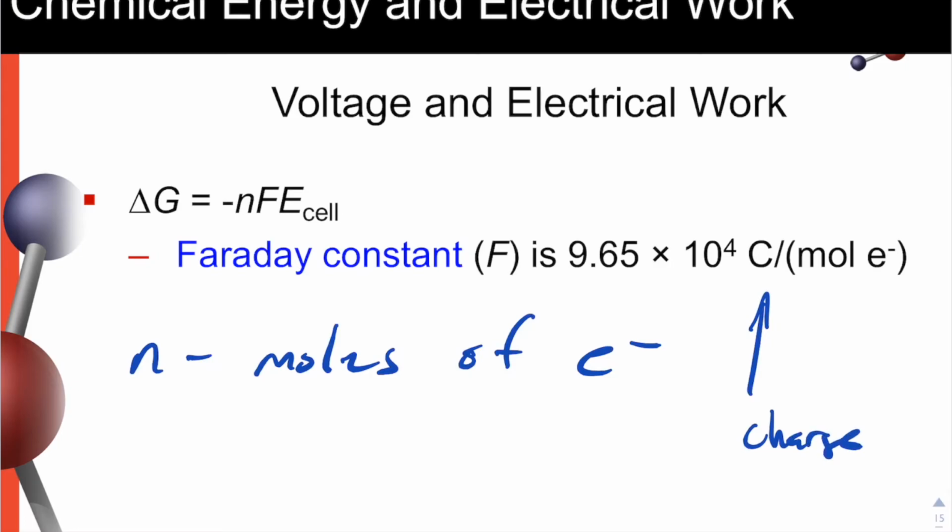The physics unit for that is coulombs. And if you will, this comes in handy: volts are equal to joules per coulomb. So this is 9.65 times 10 to the fourth coulombs per mole of electrons.